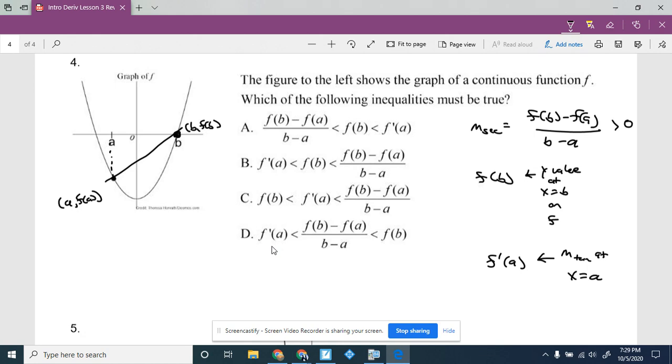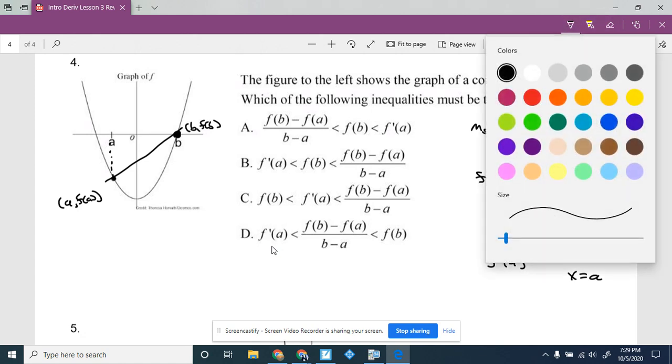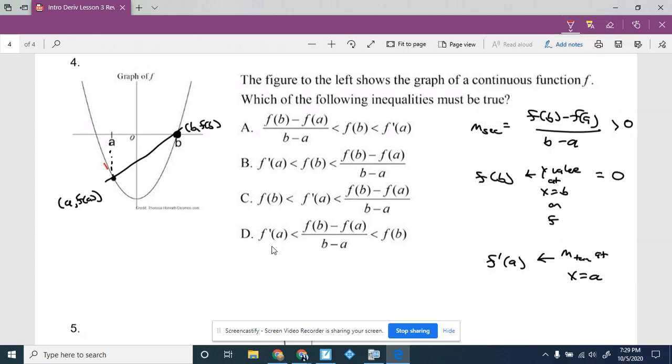Now, what about f of b? Well, that's the y value right here. Well, I know that's actually equal to 0. What about f prime of a? Well, f prime of a is the slope of the tangent line. So if I drew in the tangent line here, I don't know what that is, but I know it's negative, right? Down something over something. So I know that's less than 0.